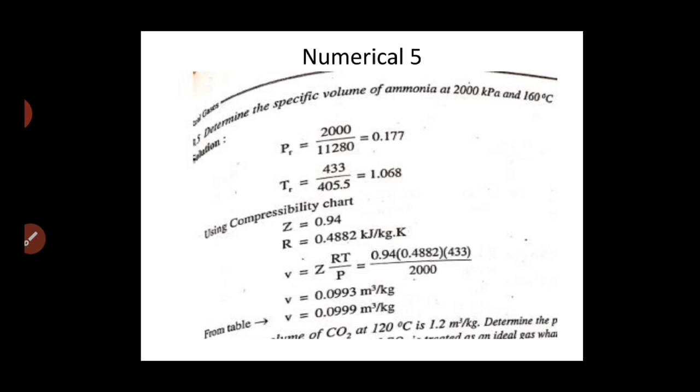Now you can see PR is equal to 0.177, very small, and TR is also almost equal to 1. So for PR 0.177 we will look along the x-axis, and for TR along the y-axis, and then we will find out the value of Z.